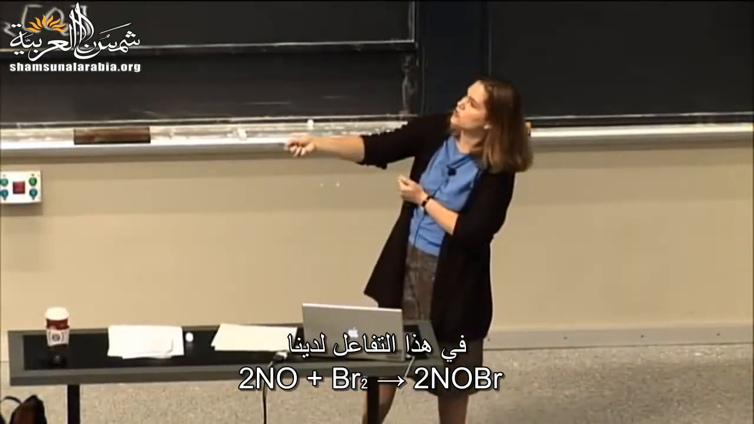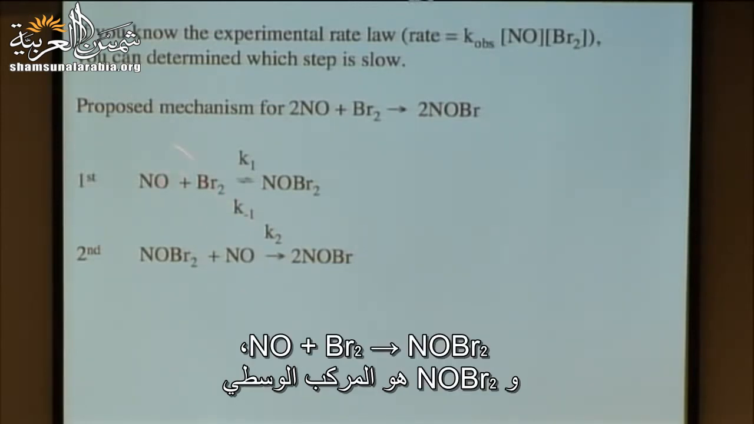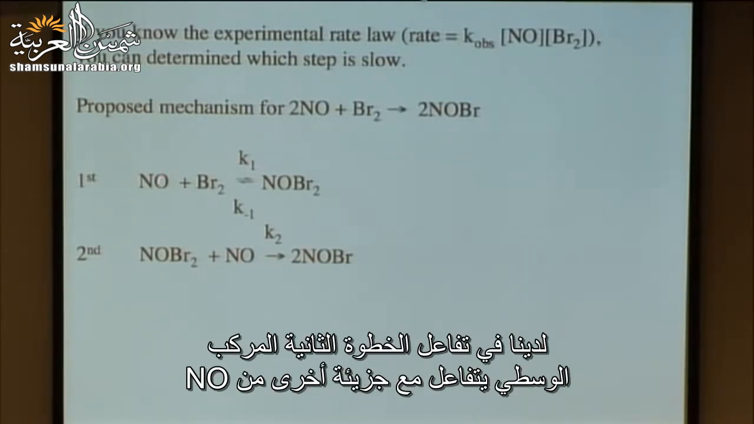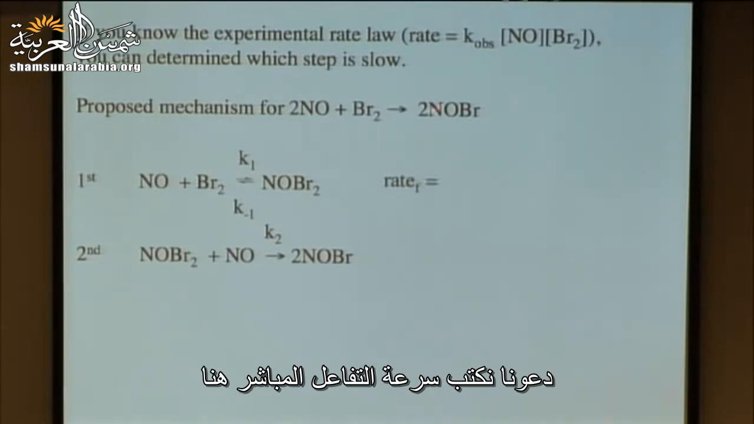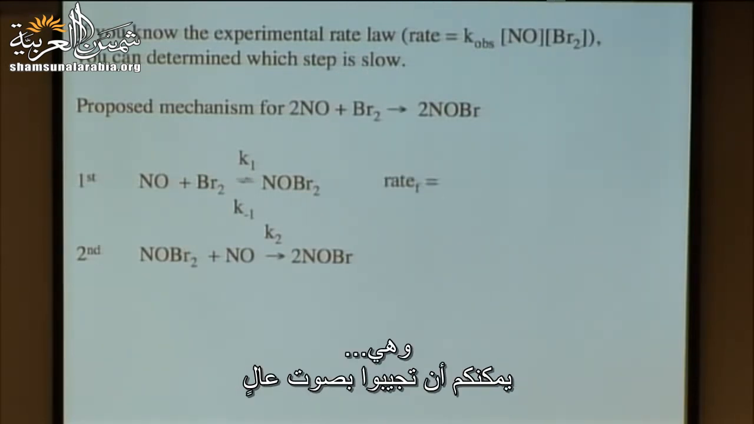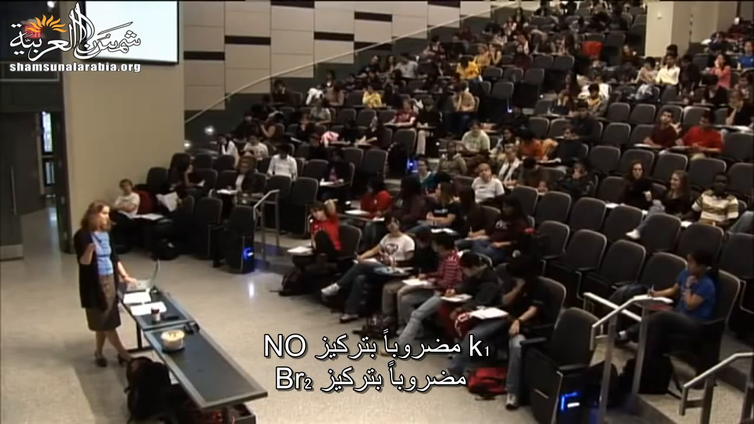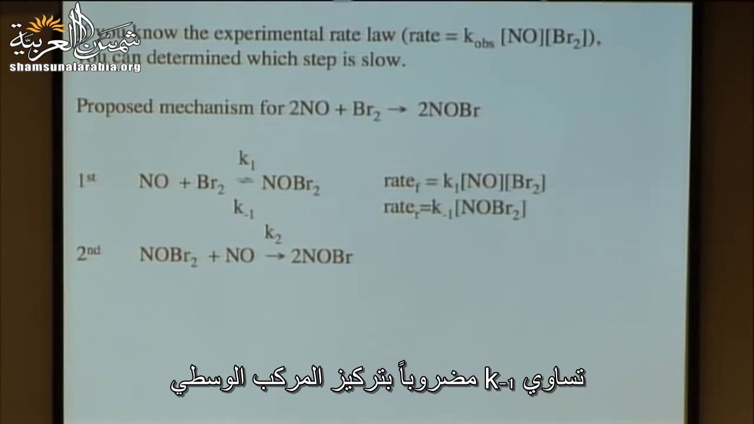So in this reaction, we have 2NO plus Br2 going to 2NOBr. If we write this in the first step, we have NO plus Br2 going to an intermediate NOBr2 with forward rate constant K1 and reverse rate constant K minus 1. And in the second step, we have the intermediate interacting with another molecule of NO, forming two molecules of NOBr, our product. So let's consider what the rate of the forward reaction is here. You can yell it out, K1 times? Yes. Excellent. And for the reverse reaction, we're going to have our K minus 1 times our intermediate concentration.